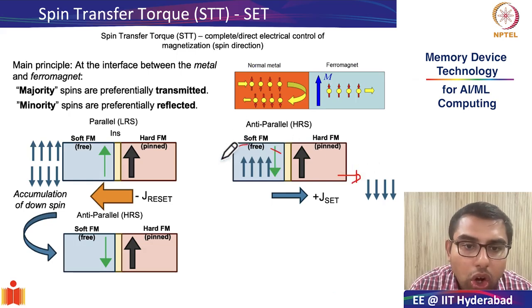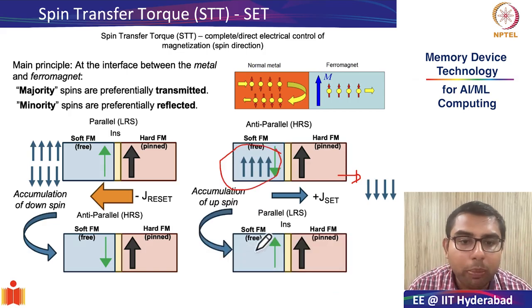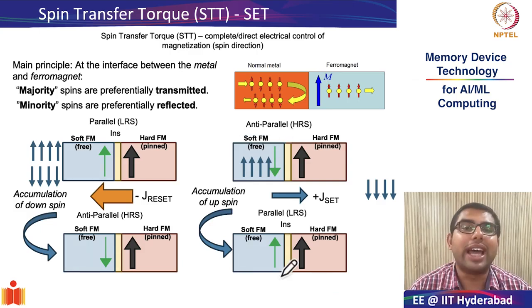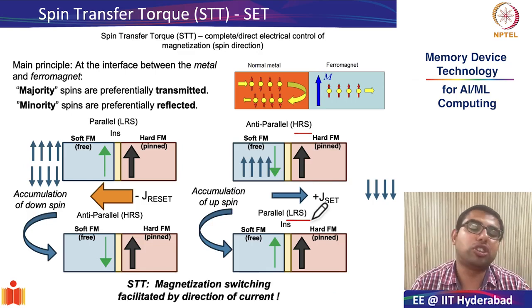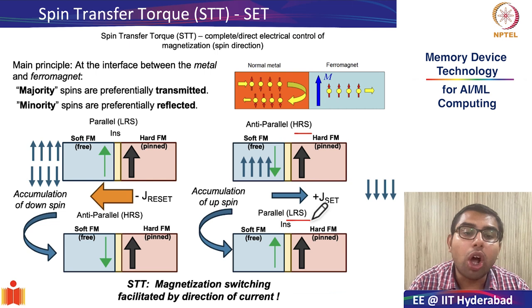And the accumulation of these up spins results in a torque applied to the soft ferromagnetic layer or free layer, thereby changing the orientation of the magnetization of the soft ferromagnetic layer from down to up direction, therefore switching the device from high resistance state to low resistance state. And this was the great discovery of spin transfer torque, especially applied to magnetic tunnel junctions, that the magnetization switching in the free layer can happen very easily by just switching the direction of current.